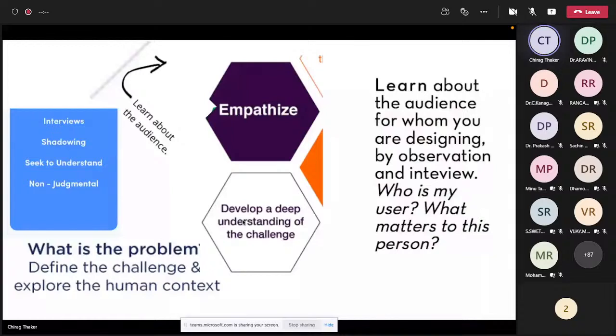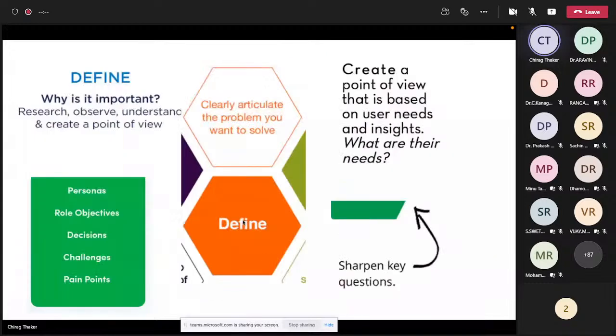The second is define. So in define, what are you going to do? Why is it important? The define stage is important because it inculcates research, observation, understanding, and then creates a point of view. So basically, what is your single goal or objective? Clearly articulate the problem you want to solve. That is your design output.